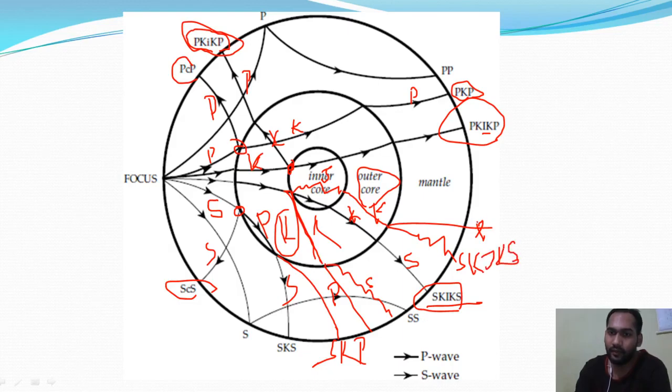Or it will be S, K, J, K, P, right? Sorry again for the writing here.